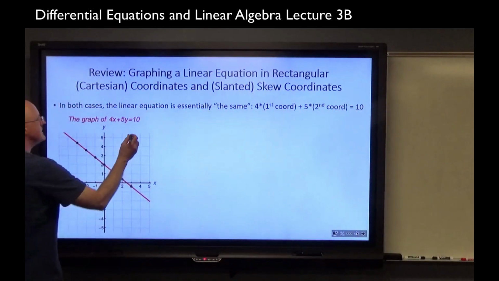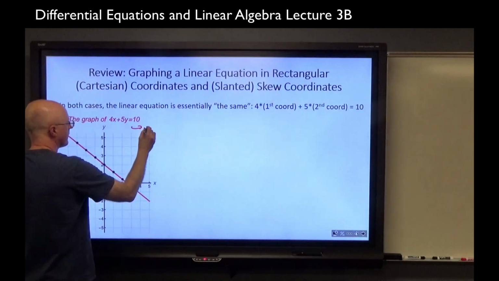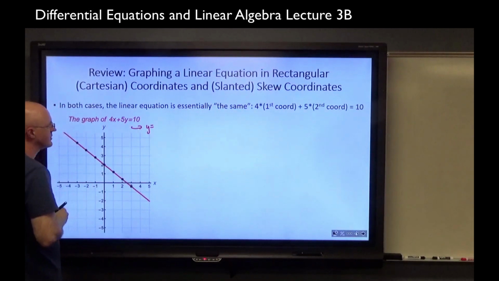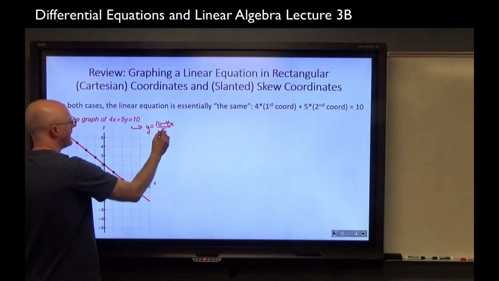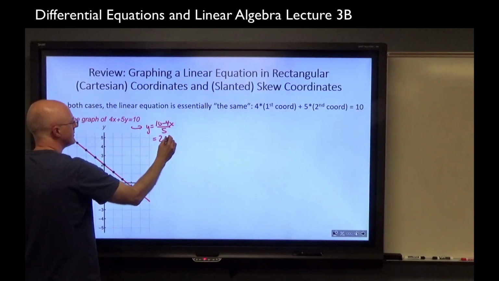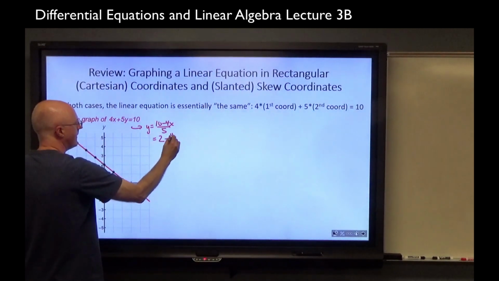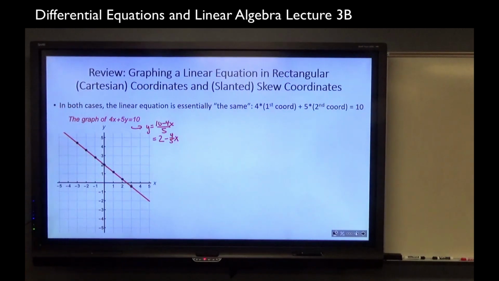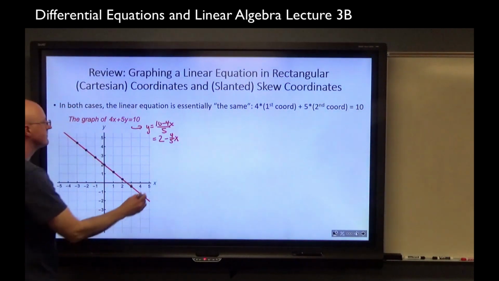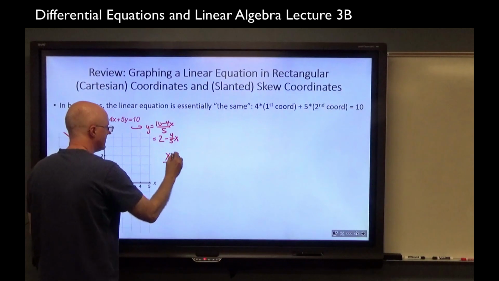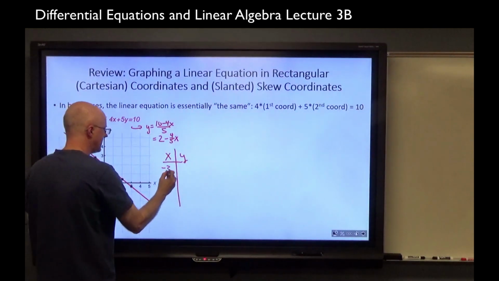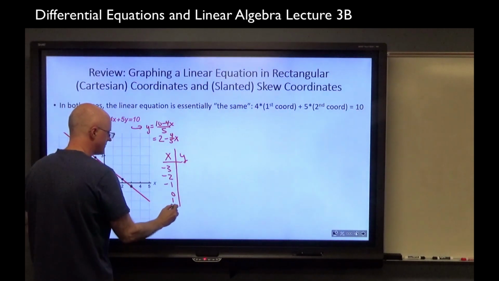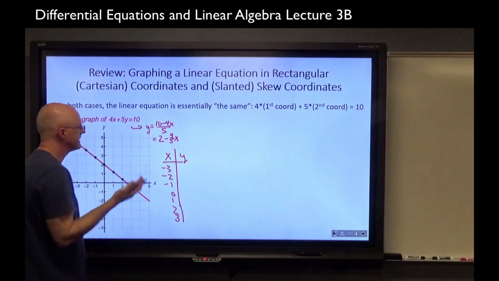To help you plot points, you can solve for y as a function of x. Subtract 4x from both sides, divide both sides by 5. You get (10 minus 4x) over 5, which is 2 minus 4/5 x. You can then make a table of values. To help you plot, you could pick different values for the independent variable, like what I picked here: -3, -2, -1, 0, 1, 2, 3. Plug those in for x to get y.